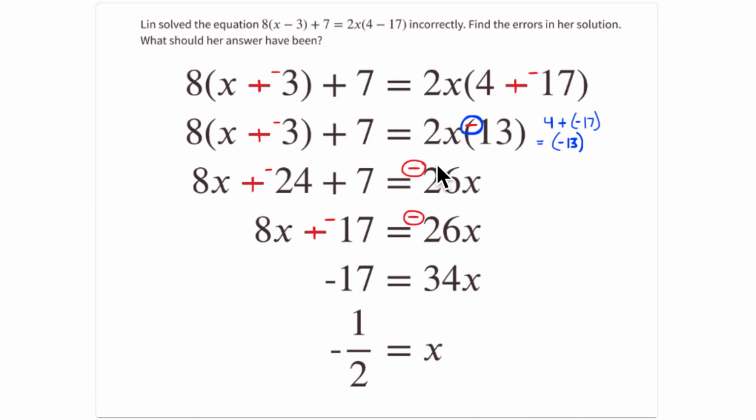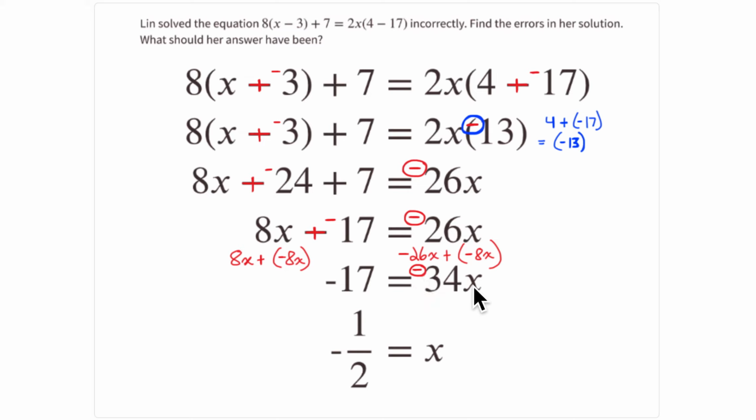But if I keep this correct now, if this were negative 13, this would be negative 26x. And now when you add a negative 8x to a negative 26x, this is going to be negative 34x, because you got rid of this 8x here. And to get rid of this coefficient, you multiply through by 1 over negative 34.